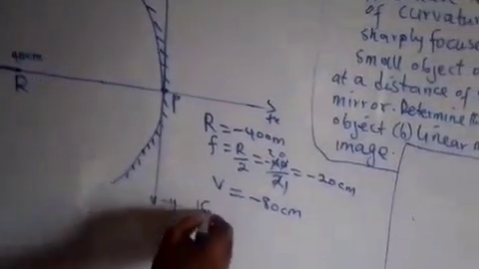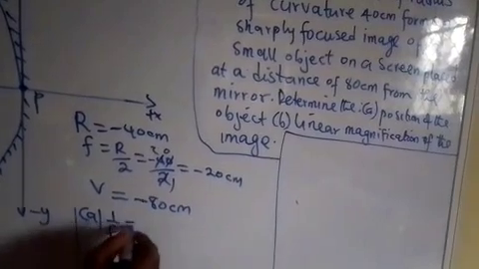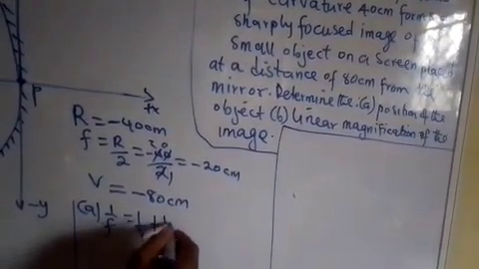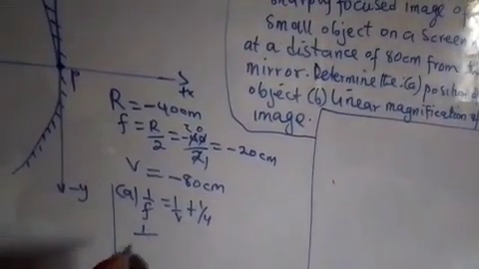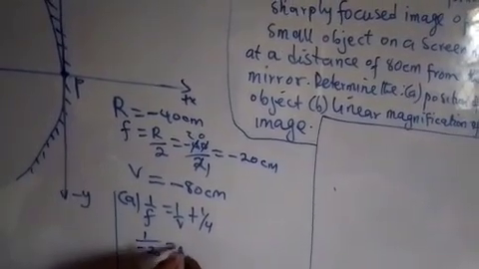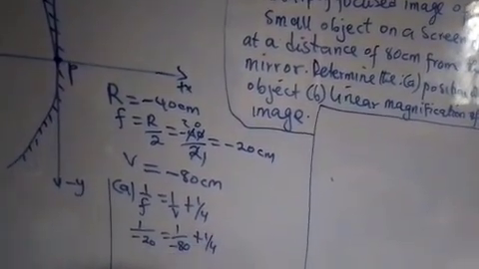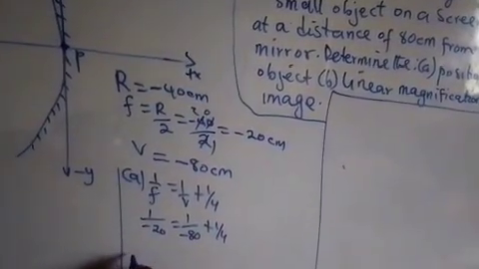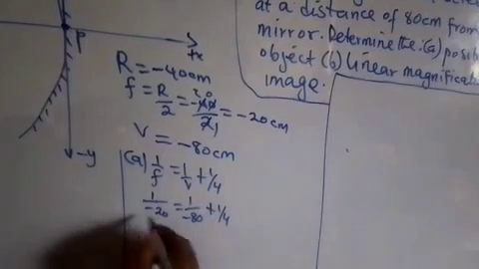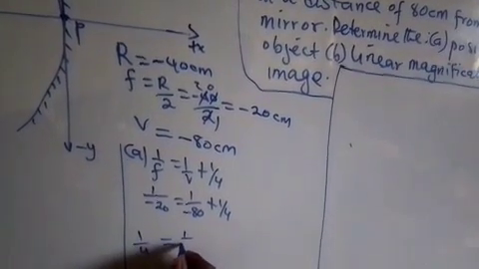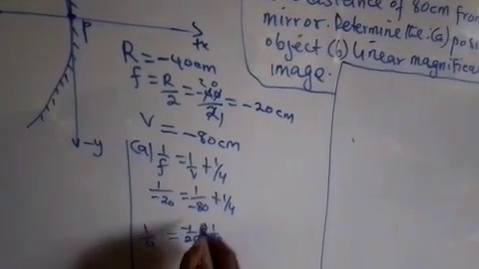Now let's go and solve the A part. It says the position of the object. Use mirror formula 1 over f equal to 1 over v plus 1 over u. Now let's substitute 1 over, what's our f? Minus 20 equal to 1 over, what's our v? Minus 80 plus 1 over u. So I'm going to have 1 over u, making it subject. I'll take minus 1 over 80 to this side to collect like terms. So I'll have minus 1 over 20 plus 1 over 80.